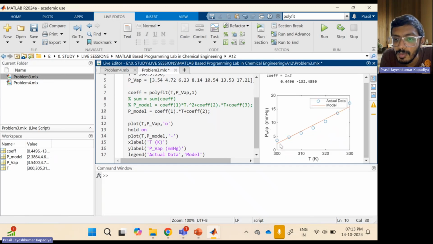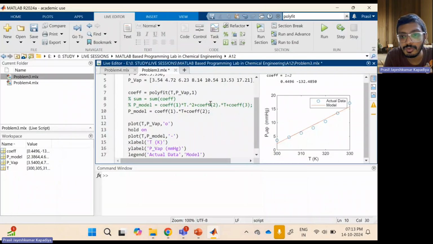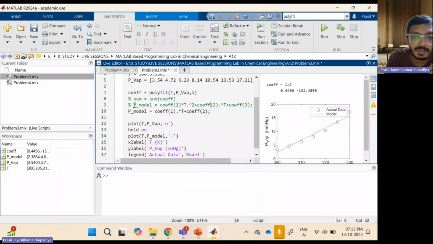So see, all points are not falling on the line. Those are near to the line, but that is not a straight line. So it is better fitted with a second order polynomial. So in this problem statement, you are already told which order you are willing to fit. But if it is not told to you, you have to see your data and make some judgment.